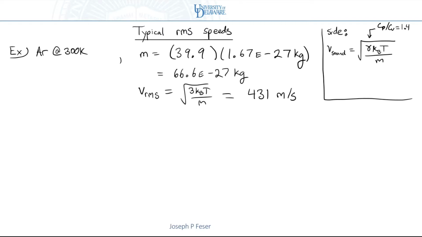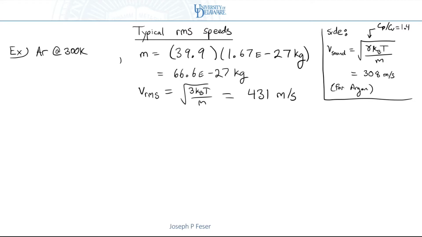The formula for the speed of sound that you would get from continuum mechanics is pretty similar, the same order of magnitude at least. They're off by a small factor. The sound speed for argon turns out to be 308 meters a second, so the RMS speed is actually quite similar. They're definitely related quantities and only differ by a small numerical constant.